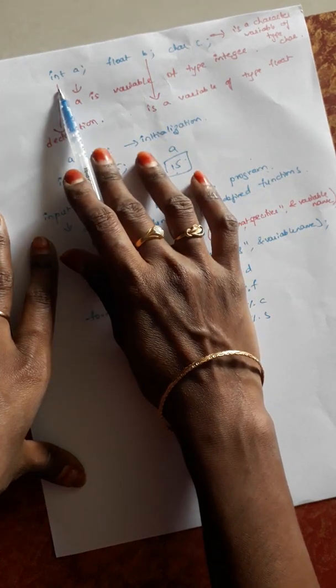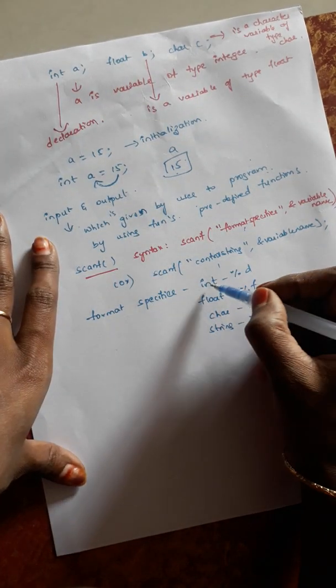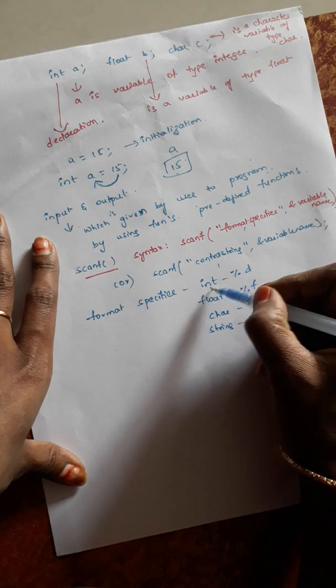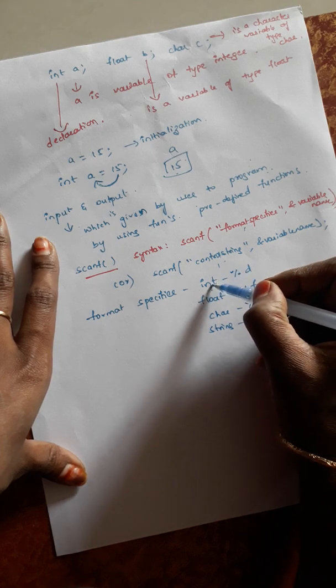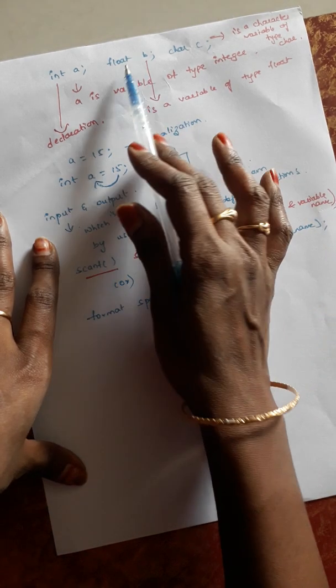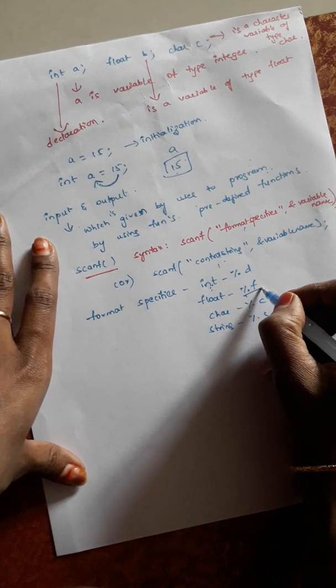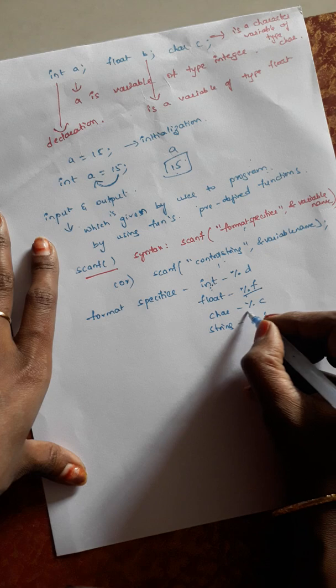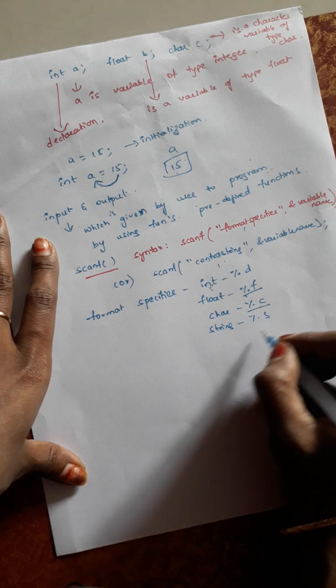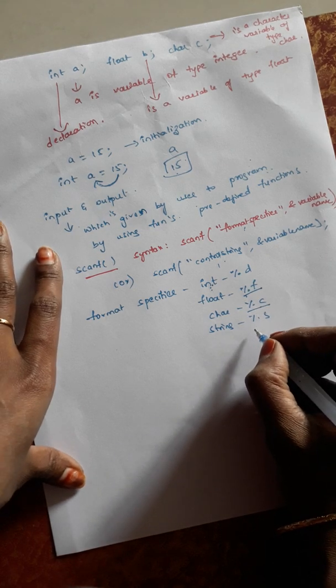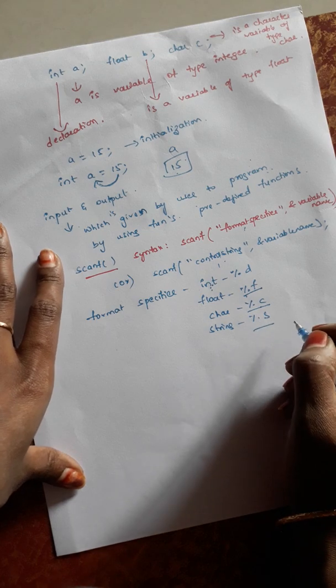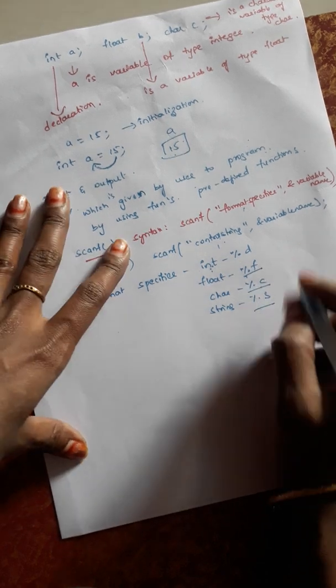If we use integer data, we use the format specifier %d as the control string. If we use decimal float data, we use the format %f. If the data is of type character, we use %c. If it is string data, that is %s. That is the format string.